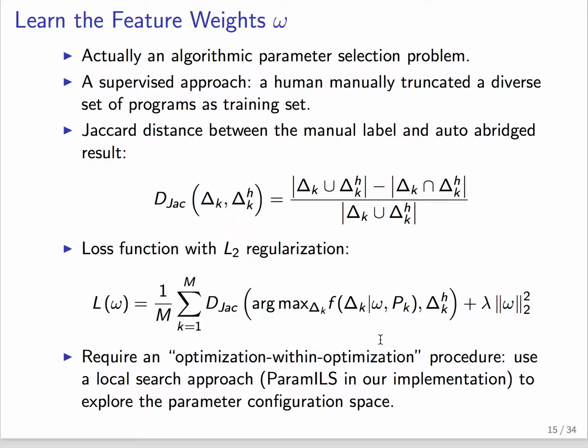Note that this is a bit different from the standard statistical machine learning task, because gradient descent won't work, as the results come from the binary integer program solver itself, which requires an optimization procedure. So we use a local search approach to handle this optimization within optimization procedure. In our experiments, we use ParamILS as the local search approach. It generates very good results.